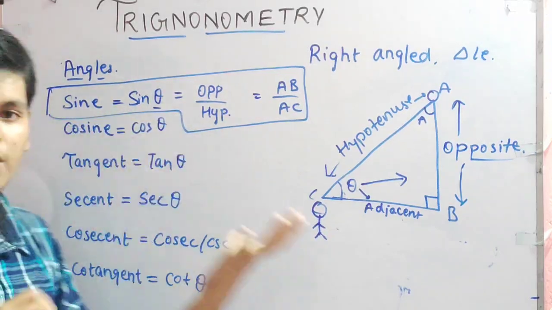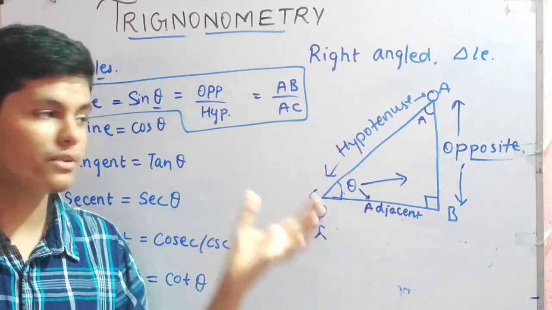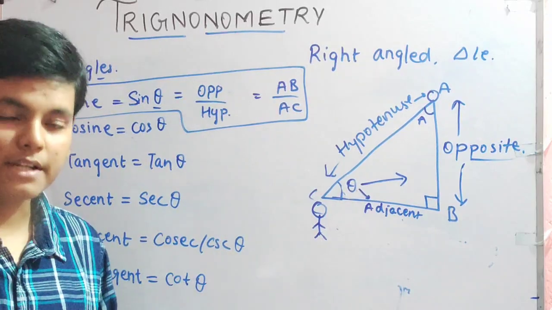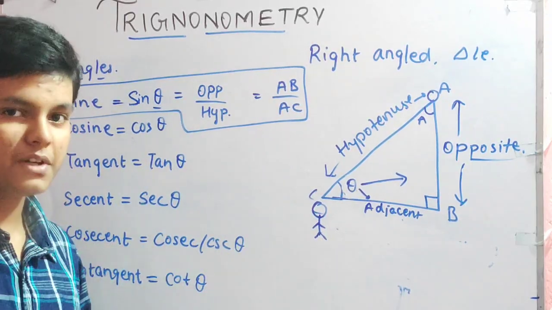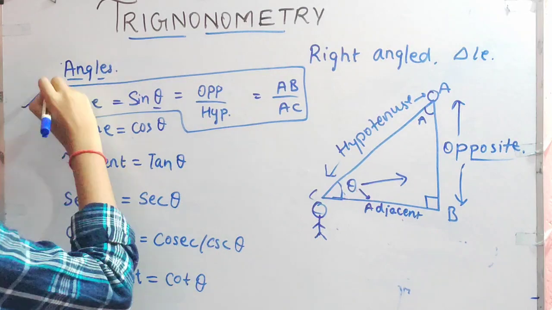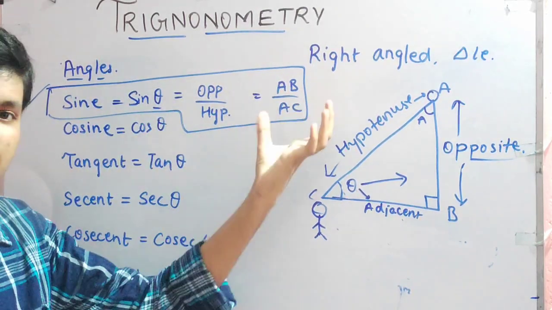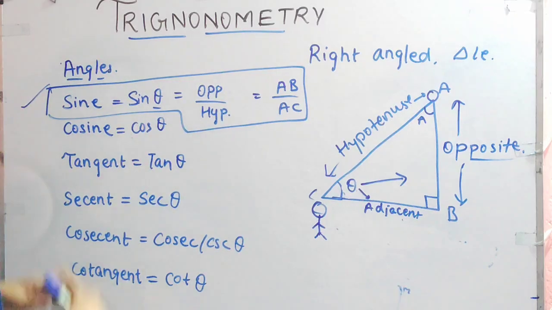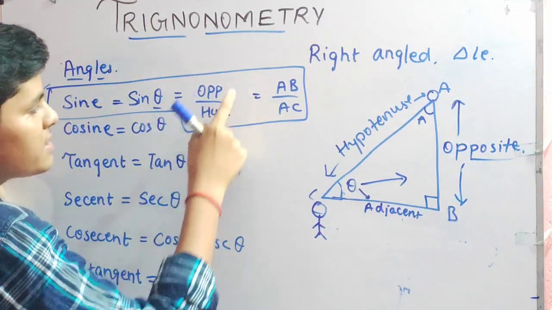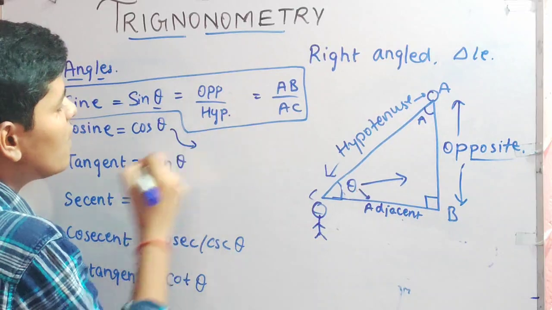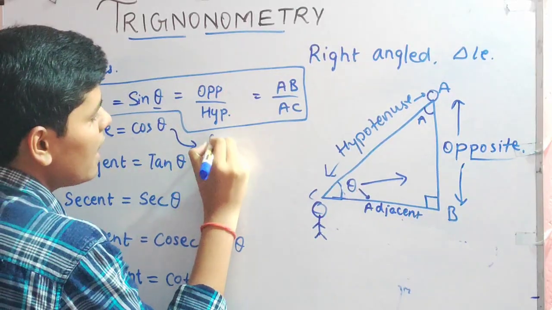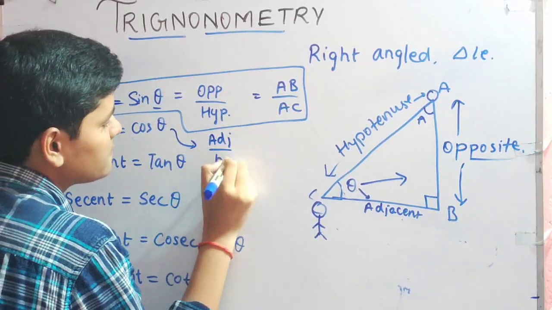Sine is the most important trigonometric ratio which you can remember. Even in the trigonometric ratio table, which will be the next video, all you have to do is just remember the values of sine. Once you remember the value of sine, you can remember the value of all other trigonometric ratios. So sine means opposite by hypotenuse. Then cos is equal to adjacent by hypotenuse.